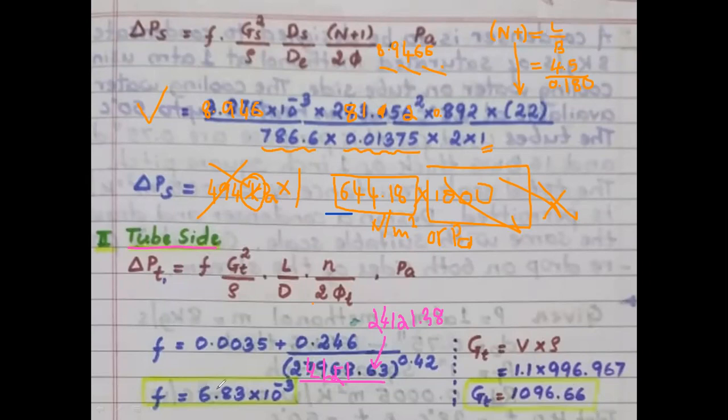What is the answer? 7.05. 7.05 into 10 to the power minus 3. Okay. So 6.83, 7.05. Small variation is permitted. In my calculation it is 6.85. So 7.05 is also right. Any other answer other than this?